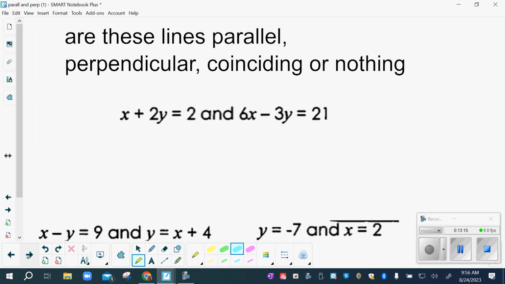So guess what? Take a look at that bad boy right there. Tell me: parallel, perpendicular, coinciding, or nothing.